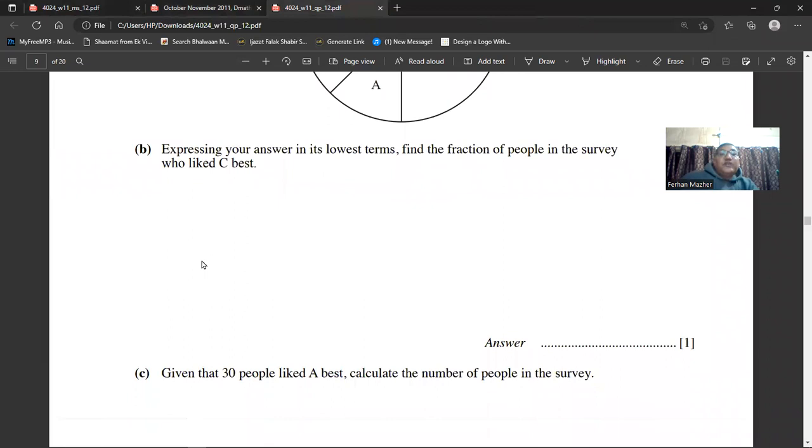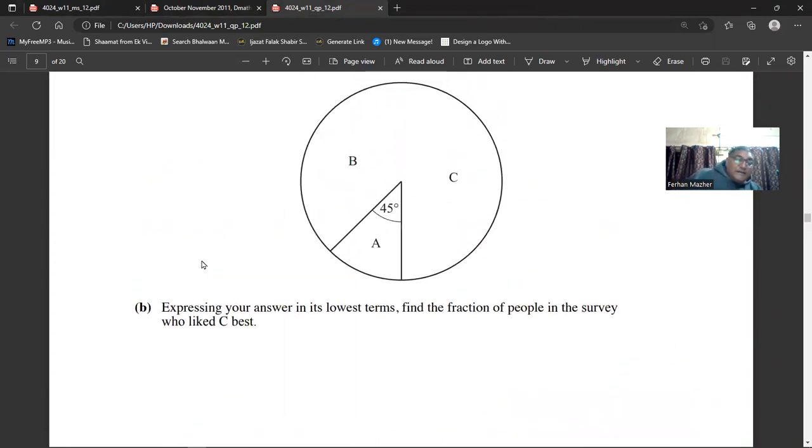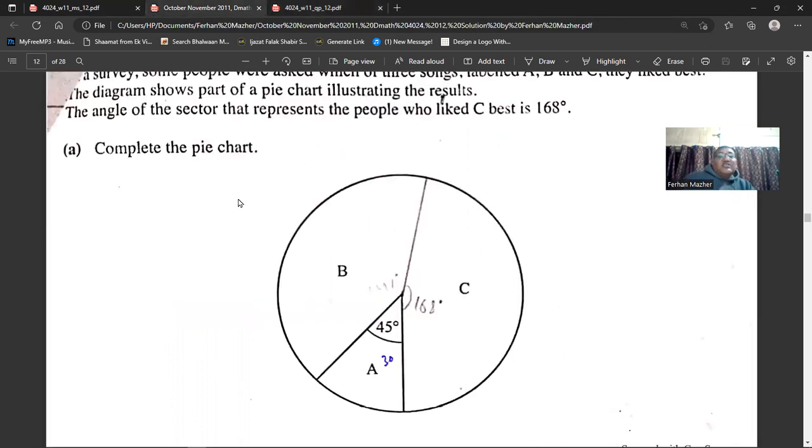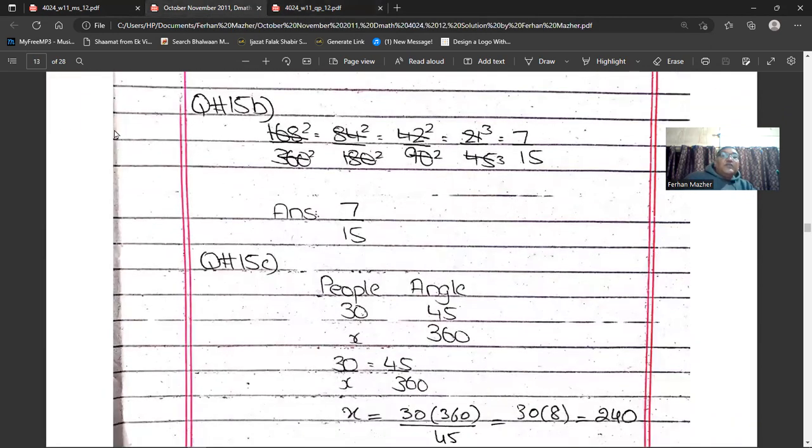That's question number 15, part B. It says, expressing your answer in its lowest terms, find the fraction of the people in the survey who liked C the best. Because the data is represented on the pie chart, the total is represented with 360 degrees. Out of those 360 degrees, C is 168 degrees. So the fraction is 168 out of 360, and then you can simplify it.